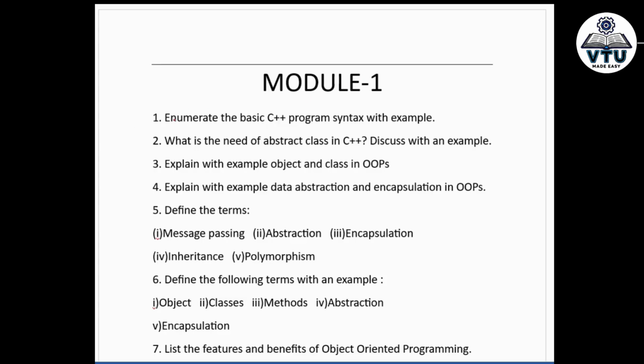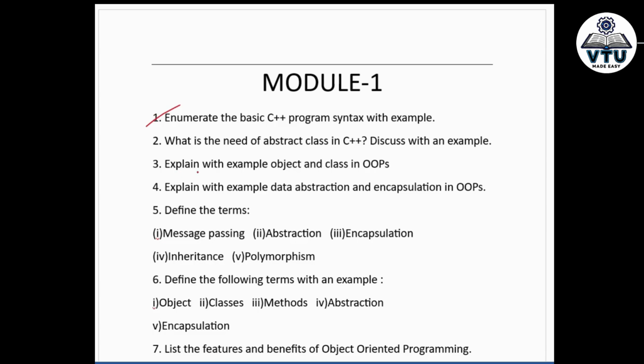In module 1, the first question we have is: enumerate the basic C++ program syntax with example. This is a 100% sure question, you will get it for sure, so don't leave this one. What is the need of an abstract class in C++? Discuss with an example. It is also a very easy concept.